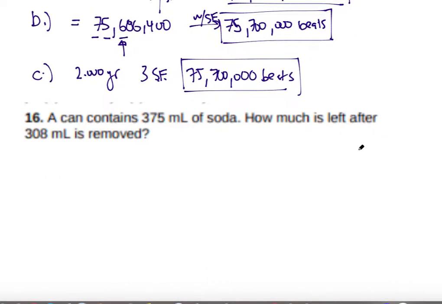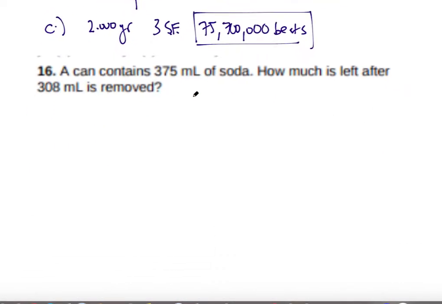So, continuing on, 16 says a can contains 375 milliliters of soda. How much is left after 308 milliliters is removed? So this is a case where we're working with addition and subtraction. So the funny thing is that this is actually a really easy question. And even though it looks easy and it is easy, you really can second guess yourself on this. Plugging this into a calculator, I just get a really simple answer of 67. And that's, of course, milliliters.